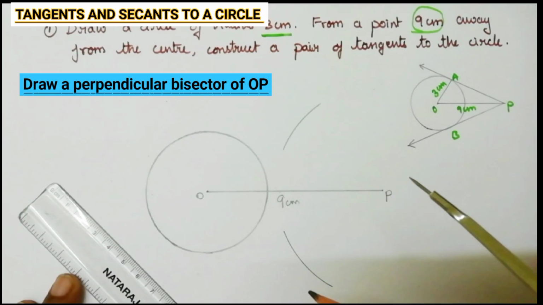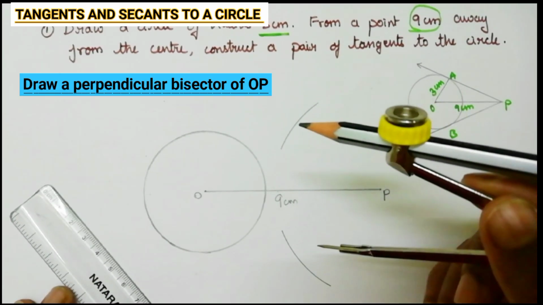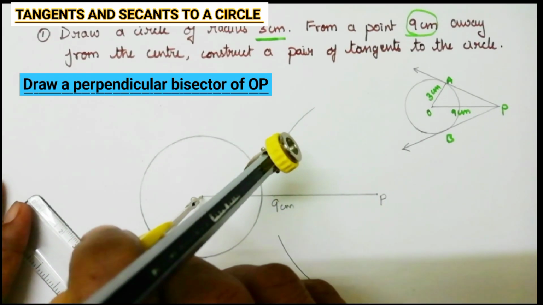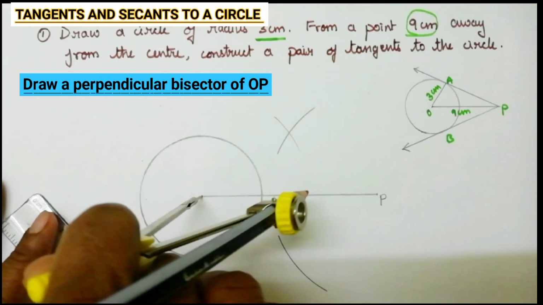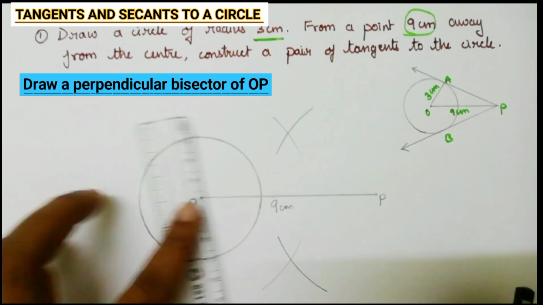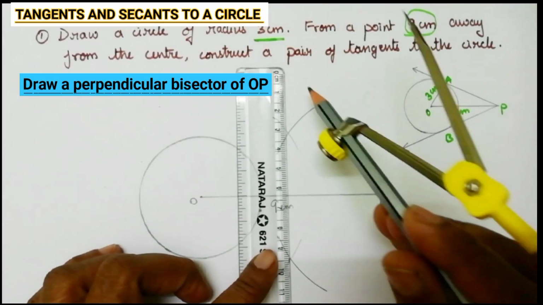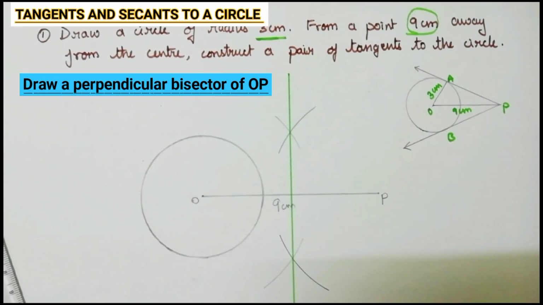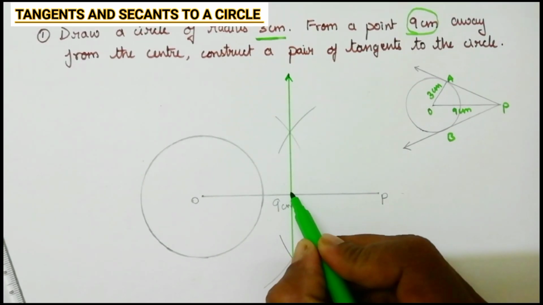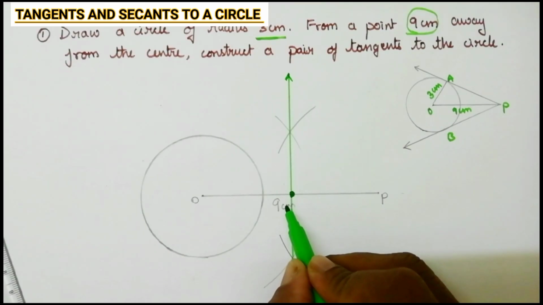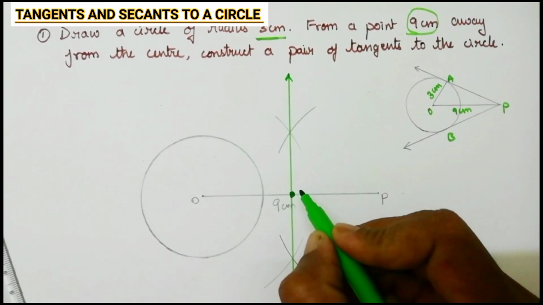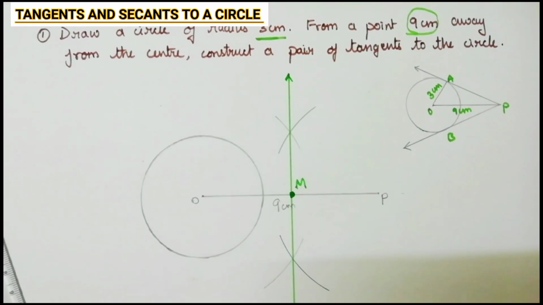Then same measurement, same radius, just lift it up. Place it at O and draw the arc. Cut these arcs. After cutting the previous arc, take a scale and join these two. This is the perpendicular bisector. With the help of perpendicular bisector, we will be getting a new point, the point of intersection of this line and the perpendicular bisector. Let us name it as M.